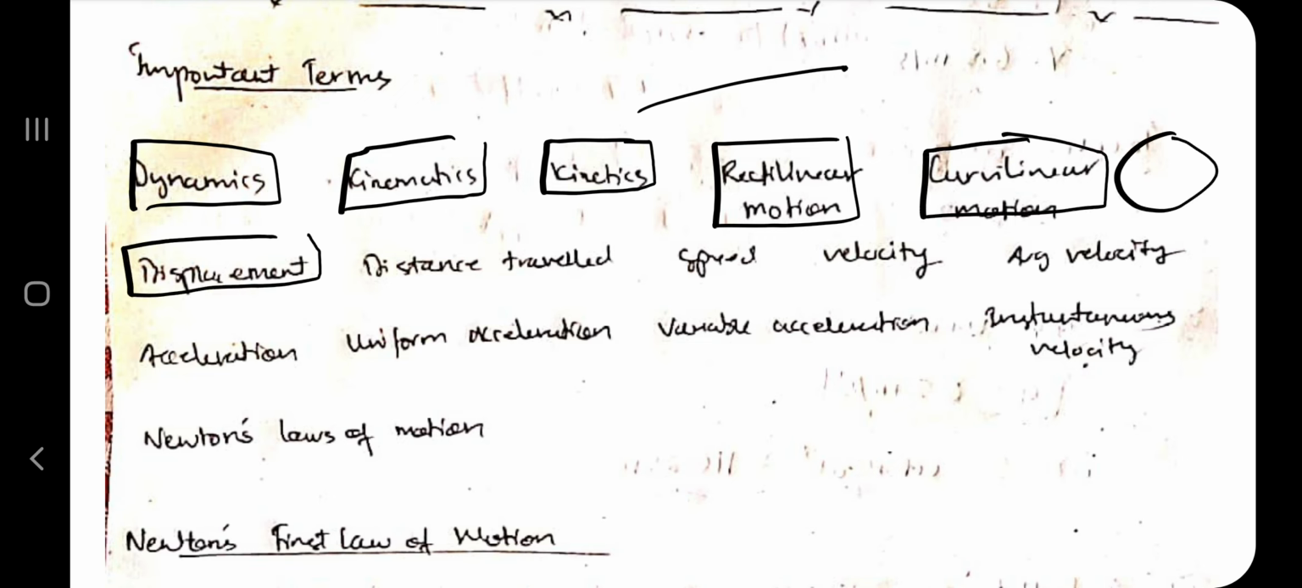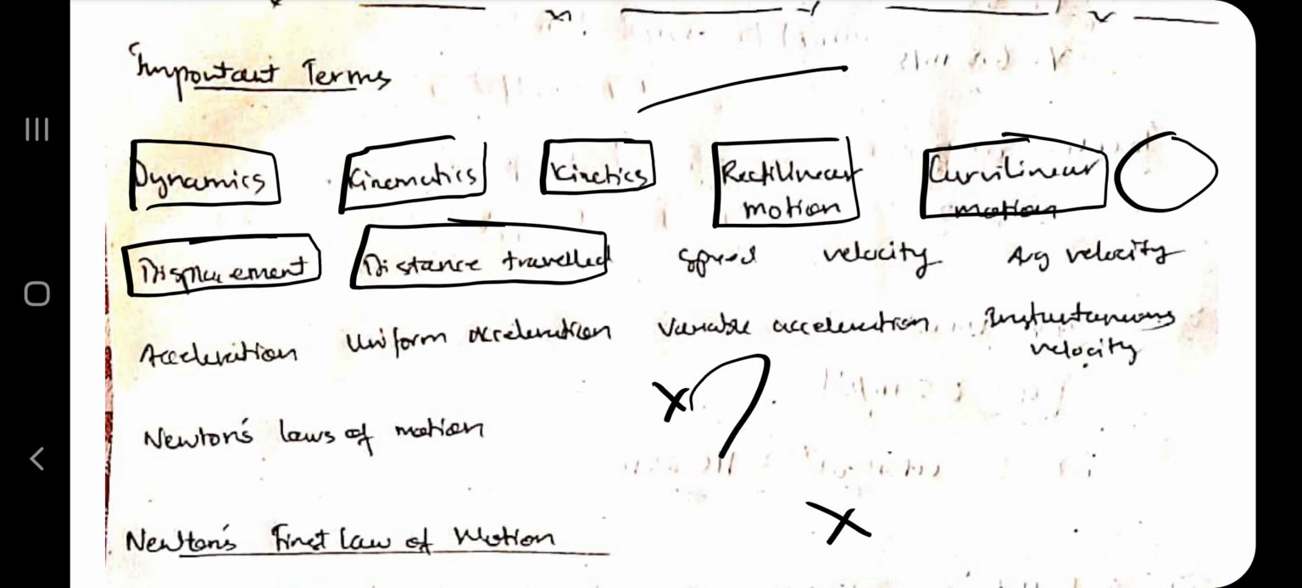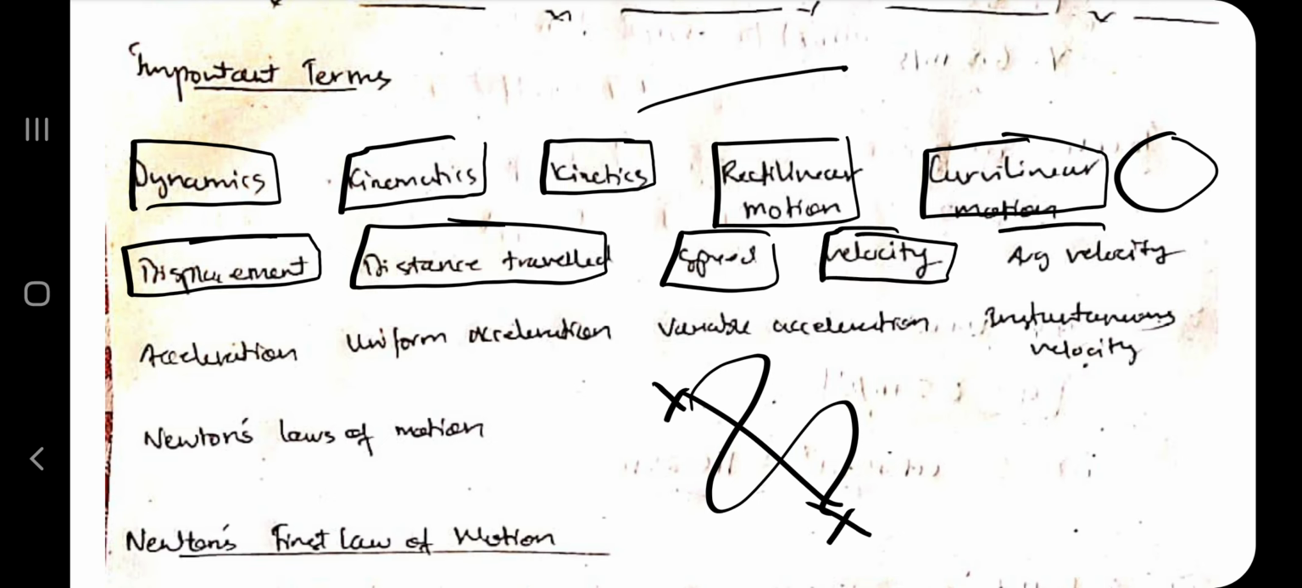Displacement is the shortest distance between two points. Distance travelled is the total distance travelled. For example, if this is one point and this is another point, this is known as distance travelled and this is known as displacement. Speed is the distance travelled by time taken. Velocity is the displacement by time taken. Average velocity is the total displacement by total time.